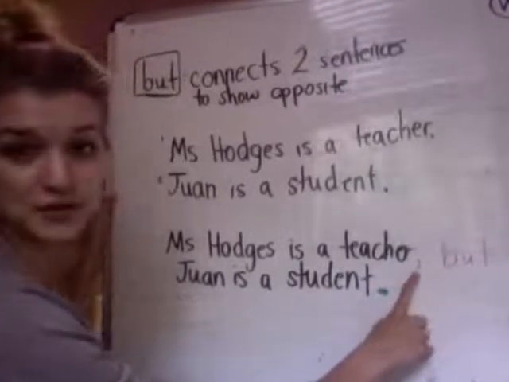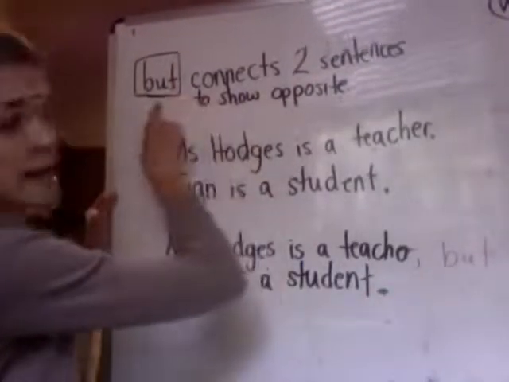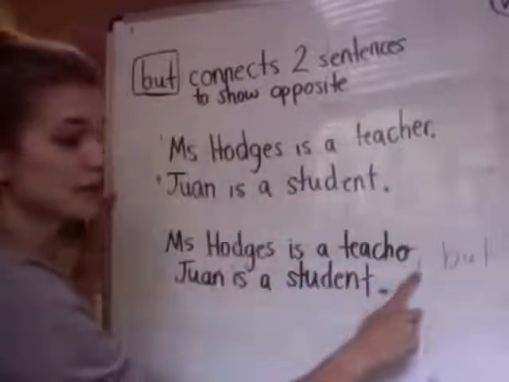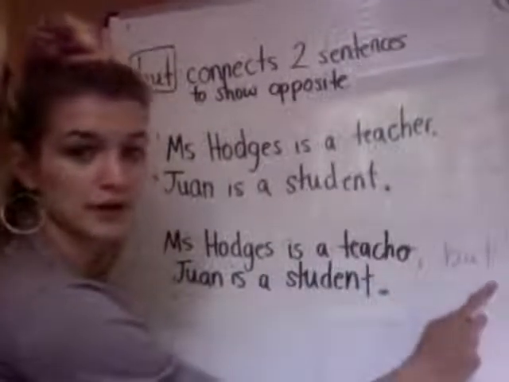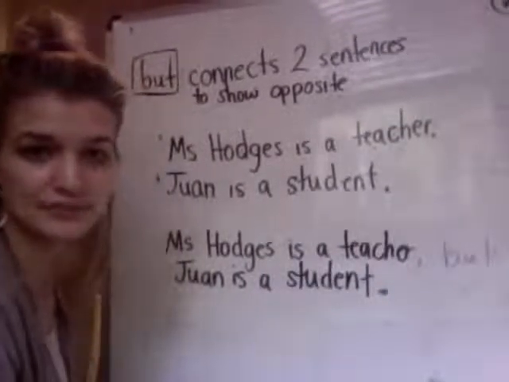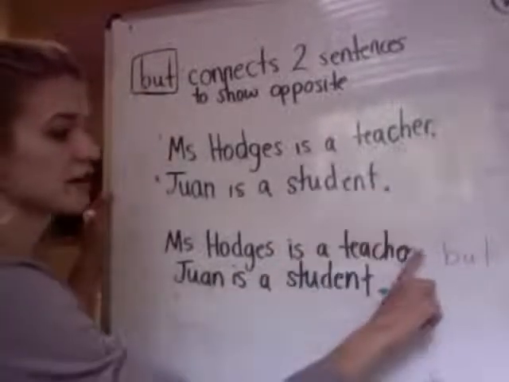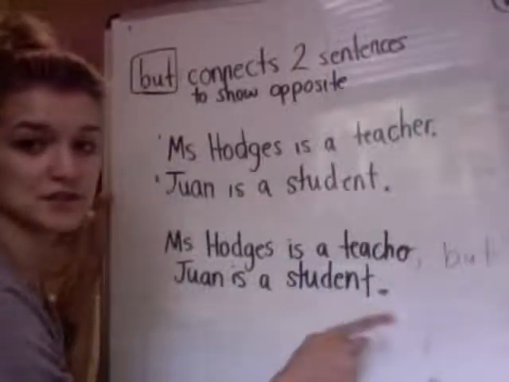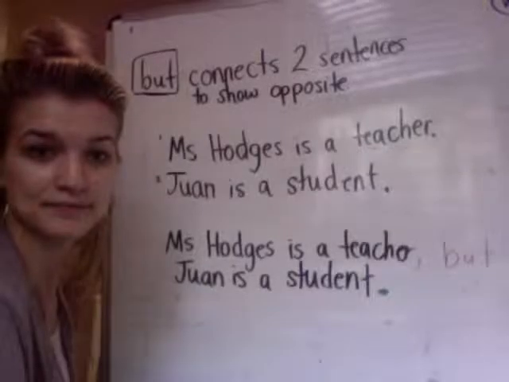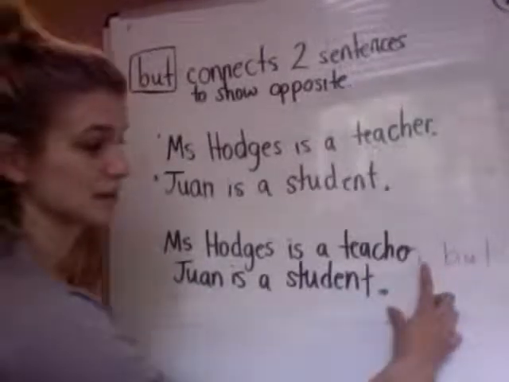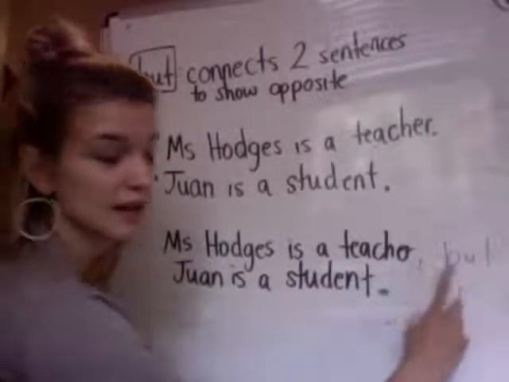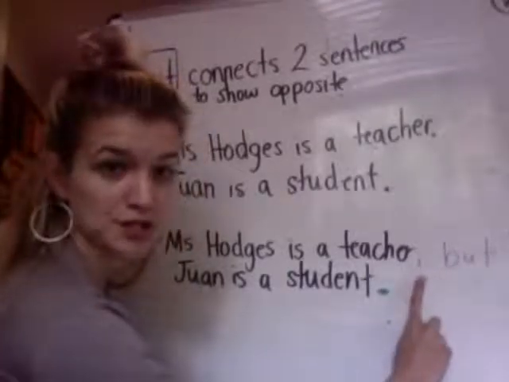The thing that you have to do to use a connector correctly is you're going to be putting a comma and using the word to connect. Miss Hodges is a teacher, but Juan is a student. Now I've connected my 2 sentences and I've used the correct punctuation, comma, but.